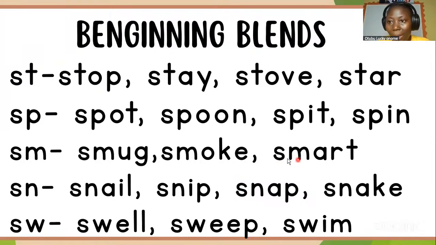Then we have smart. Smart is somebody that is very, very intelligent. Yeah, another word for smart can be intelligent. Then we have snail. Snail is a sea animal that is edible. Some people eat it, some people don't eat it. Snail.